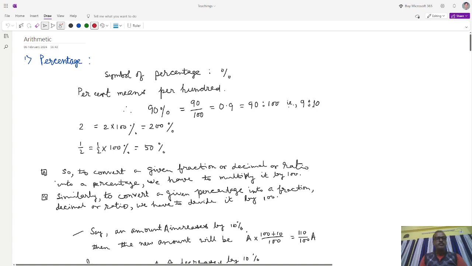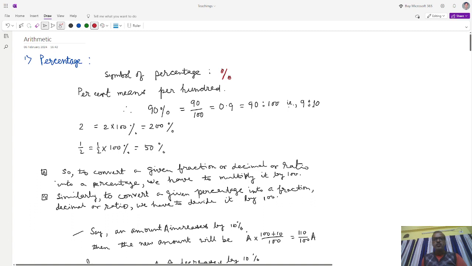First of all, I am going to discuss the percentage. The symbol of percentage is like that. It is the percentage symbol. What do you mean by percent? Percent means per 100.